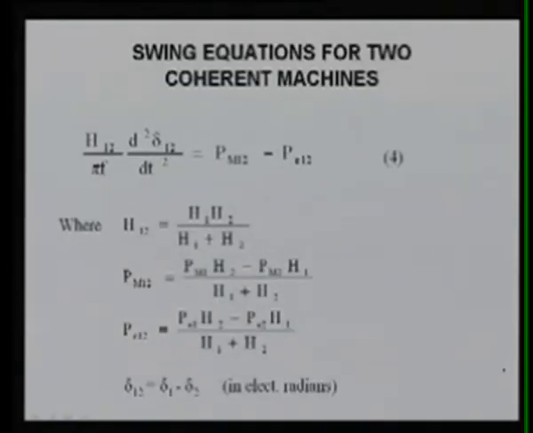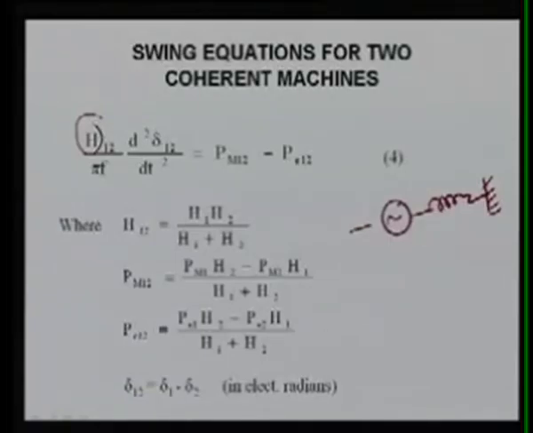So, the swing equation for two coherent machines. So far we have used H, whatever you are talking about, for one machine connected to your infinite bus. Now if there are two machines and you want to combine them together, then we can say that two coherent machines can be combined, and their inertia constants can also be added together.